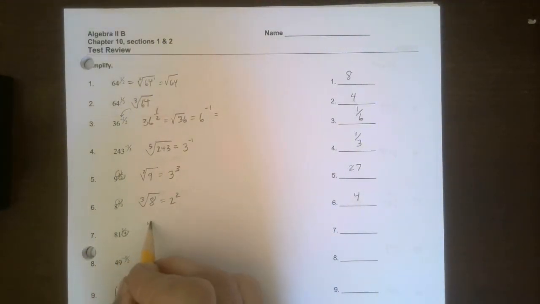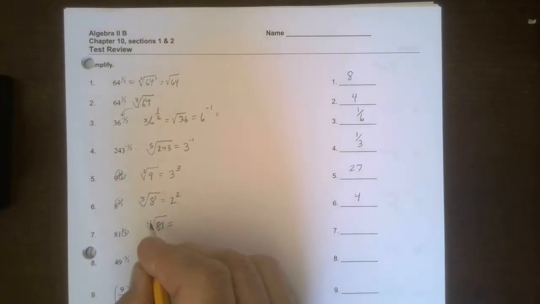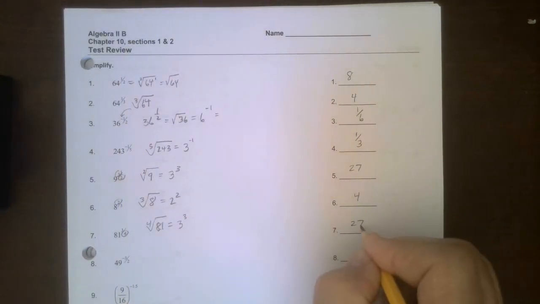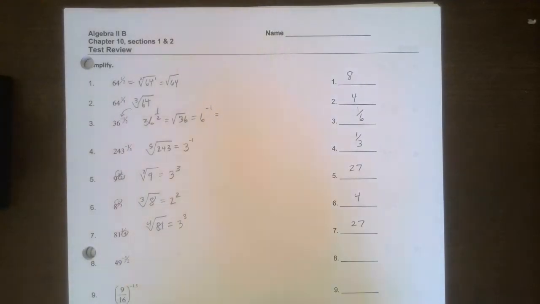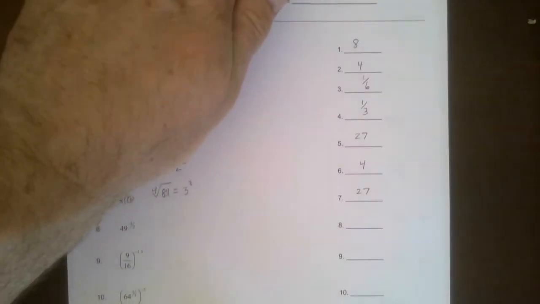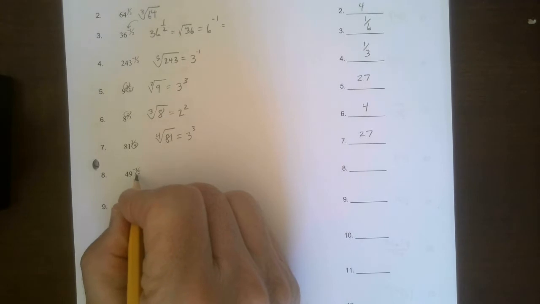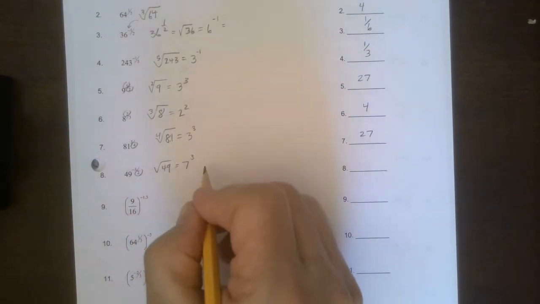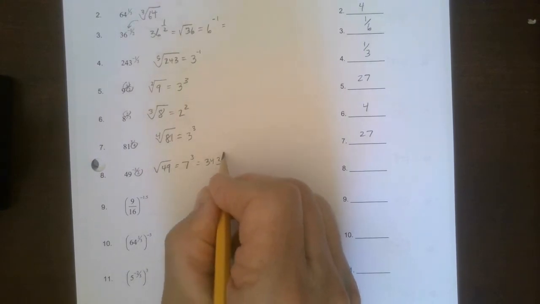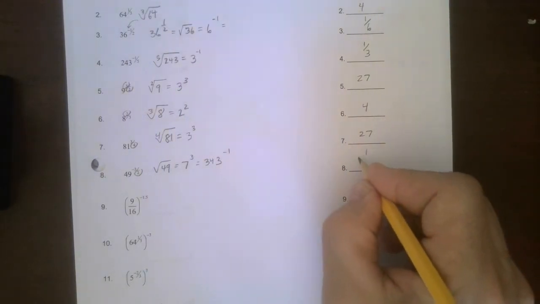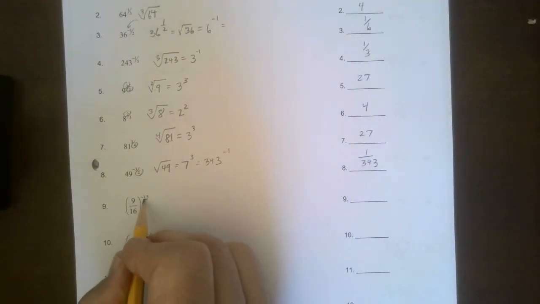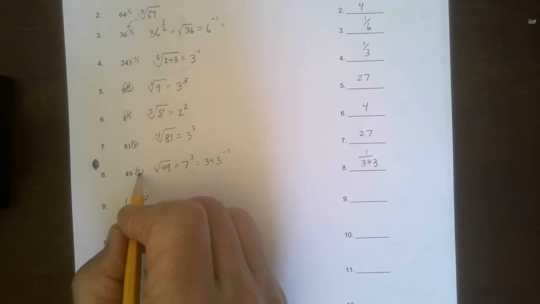Same thing, 4th root of 81, don't say 9, because you're used to seeing the square root of 9. That's the 4th root of 81, which is 3. And 3 cubed would be 27. I'm going to ignore the negative for last. So I'm going to take the square root of 49 first, which is 7. 7 cubed is 343, but there's a negative power there. That's 1 over 343.